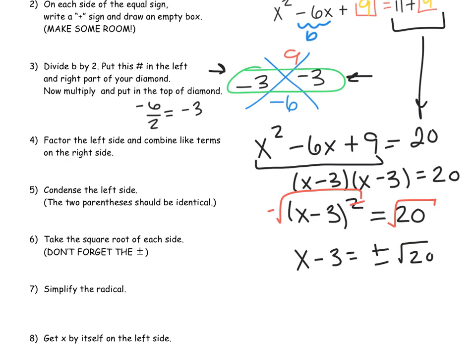The reason why it's plus or minus the square root of 20 is because if I had, I'm just going to throw a number out here, the number 16. 16 is a perfect square because 4 times 4 and negative 4 times negative 4. So we need to indicate that we have a plus solution and a negative solution. Okay.